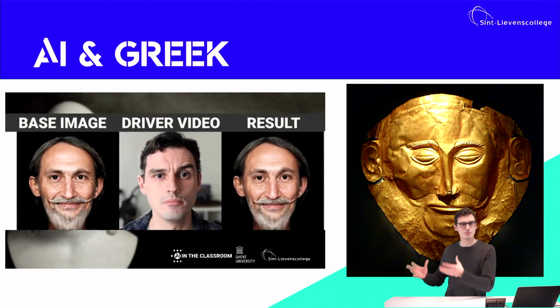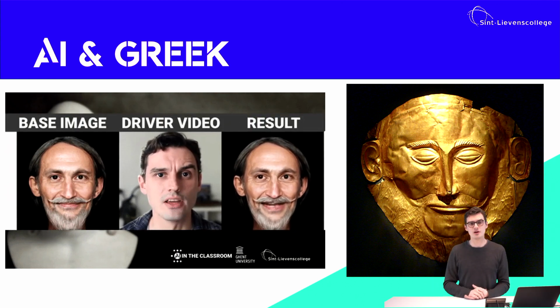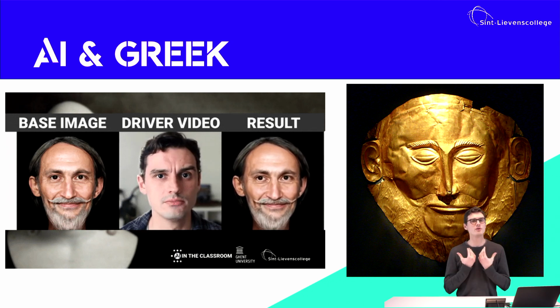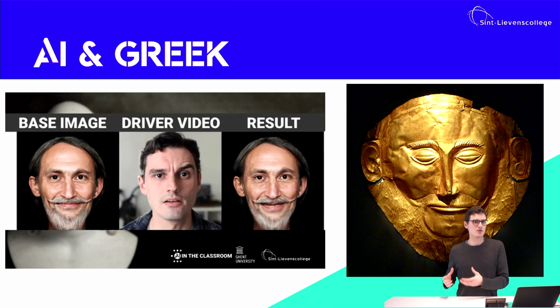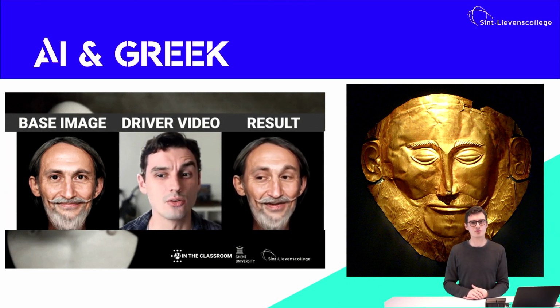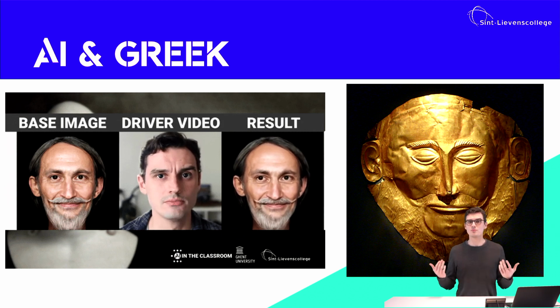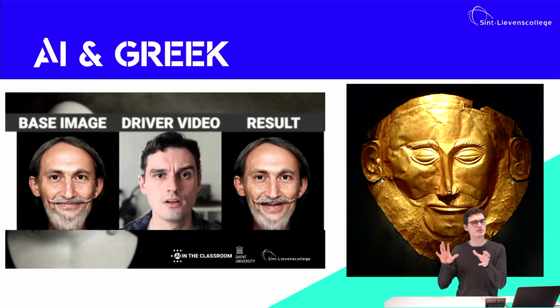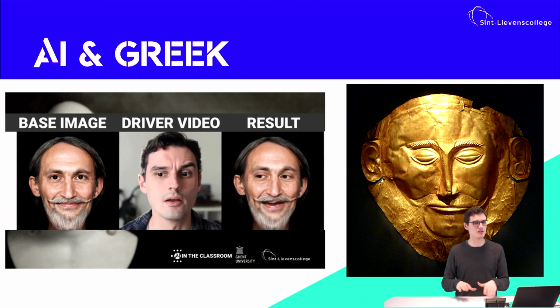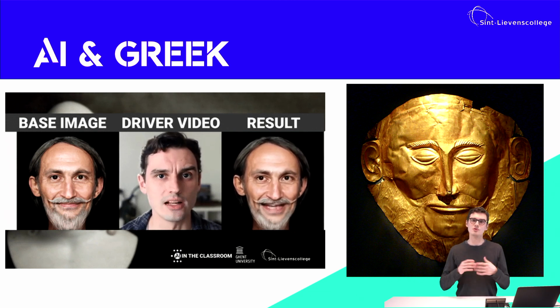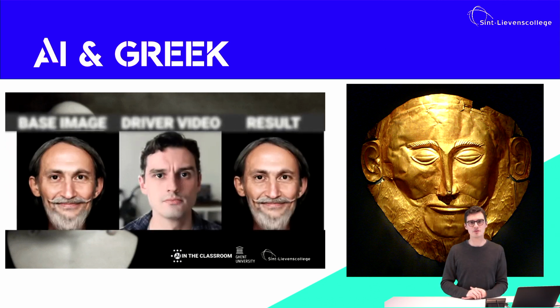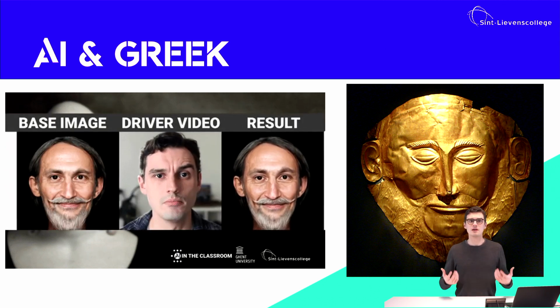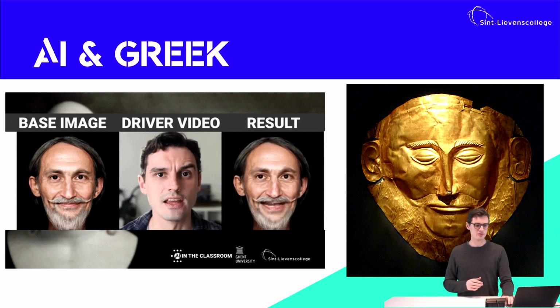So we changed some parameters within the model. We chose new AI reconstructions. We have a reconstruction based on the burial mask of Agamemnon. Agamemnon is the brother of Menelaus. Menelaus is the husband of Helen of Troy, of Helen of Sparta. So we made the connection that he must resemble his brother. The burial mask doesn't really belong to Agamemnon, but we used some suspension of disbelief for this matter.